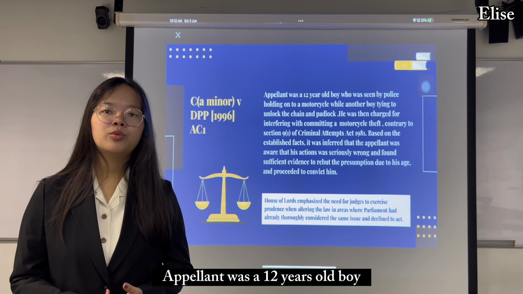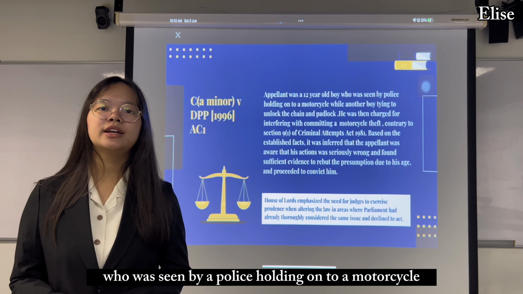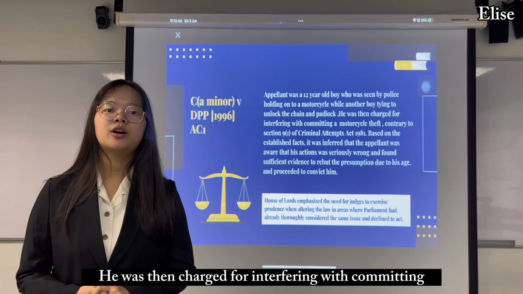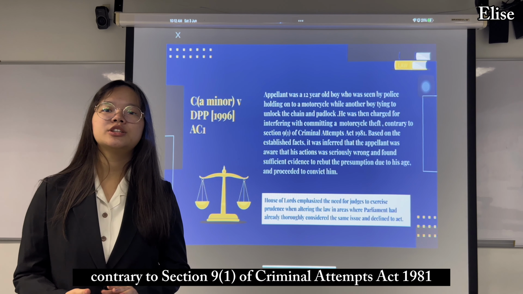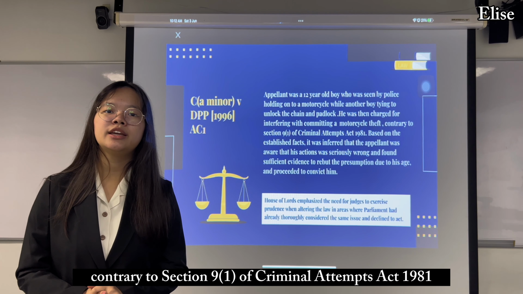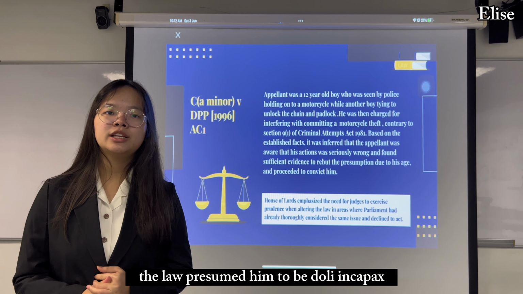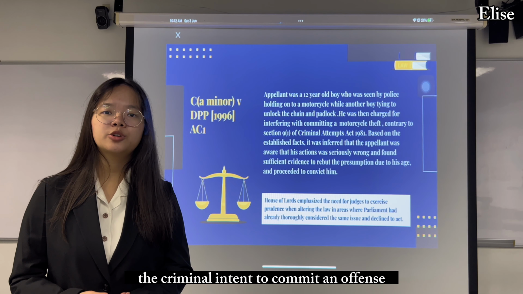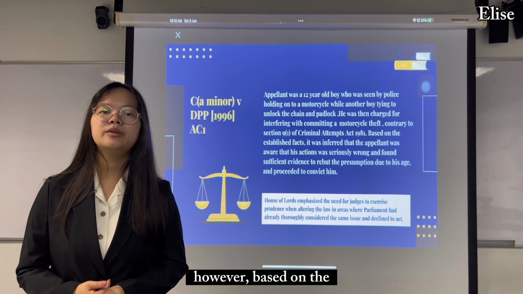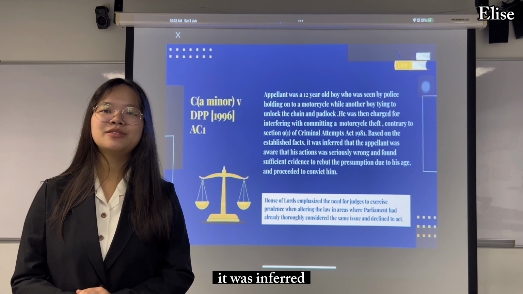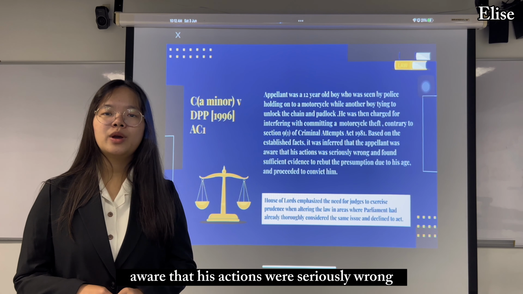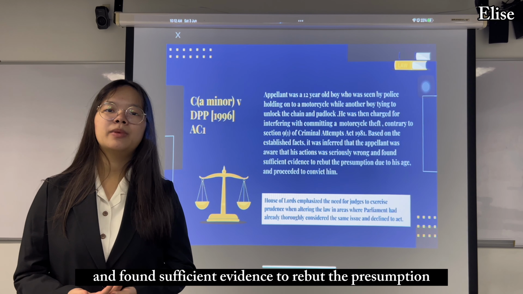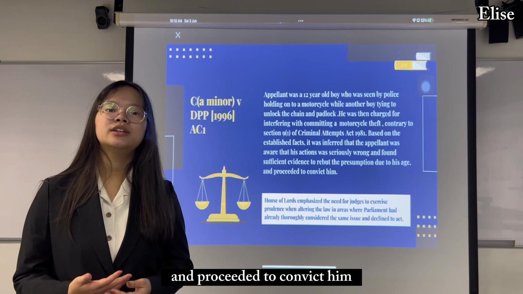The appellant was a 12-year-old boy who was seen by police holding onto a motorcycle while another boy was trying to unlock the chain and padlock. He was then charged with interfering with a motorcycle with the intent to commit theft, contrary to Section 9, Clause 1 of the Criminal Attempts Act 1981. The law presumed him to be doli incapax, which refers to the presumption in law that a child is incapable of forming the criminal intent to commit an offence. However, based on the established facts, it was inferred that the appellant was aware that his action was seriously wrong, and sufficient evidence was found to rebut the presumption due to his age, and the court proceeded to convict him.